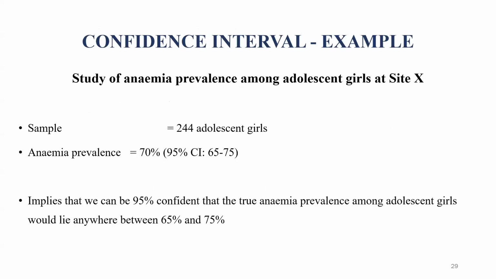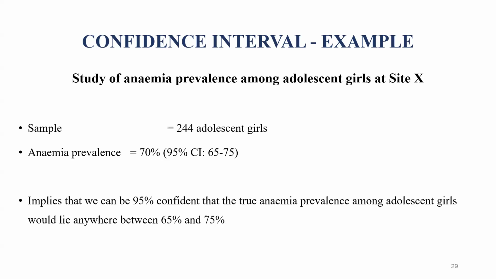Okay, so with an example, if you want to see, we are doing a study to estimate the prevalence of anemia among adolescent girls in one area, site A, let it be. So we have recruited 244 adolescent girls from this site A. Site A might have so many adolescent girls, but we have calculated the sample size as 244 based upon some sample measures. And these 244 adolescent girls only we are picking from the total population.